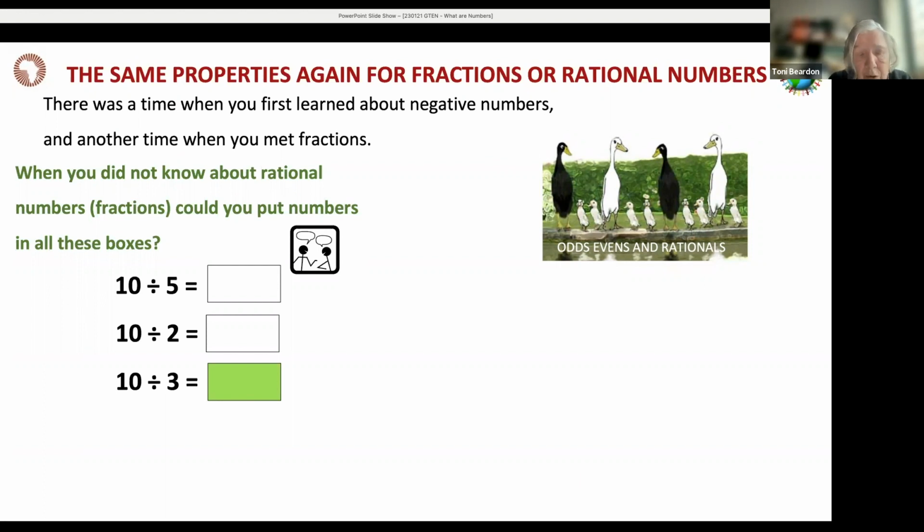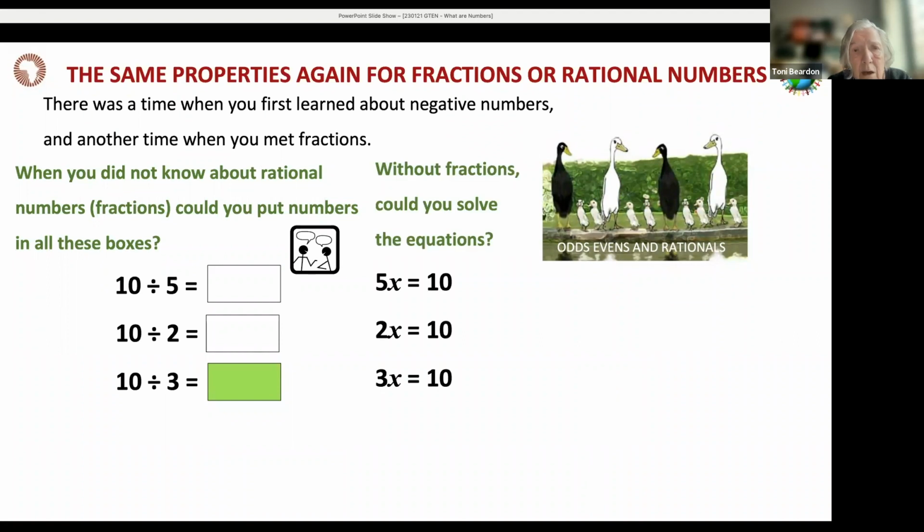Well, again, we've given you a clue because one of the boxes is not empty, it's colored. And so what happens? And without fractions, could you solve these equations? So these two ways of doing it, you could say on the left is the primary school way, and the second is the secondary school way.